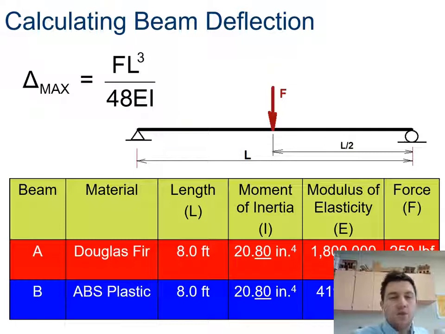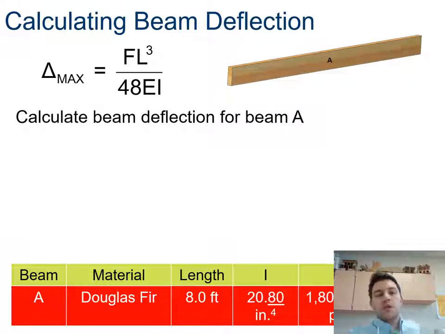So if I have it simply supported and I know these things, I can use this equation. Delta max, delta is the Greek letter that looks like a triangle. Delta max is the deflection, and that is equal to the force applied times the total length of the object cubed divided by 48 times the modulus of elasticity times the moment of inertia. You have to make sure you do all of the top and all of the bottom and then divide the two, or else make sure you're using your parentheses properly in your calculator.